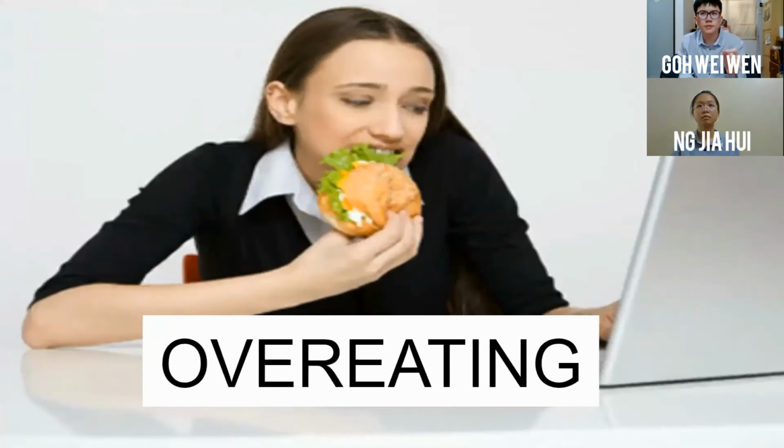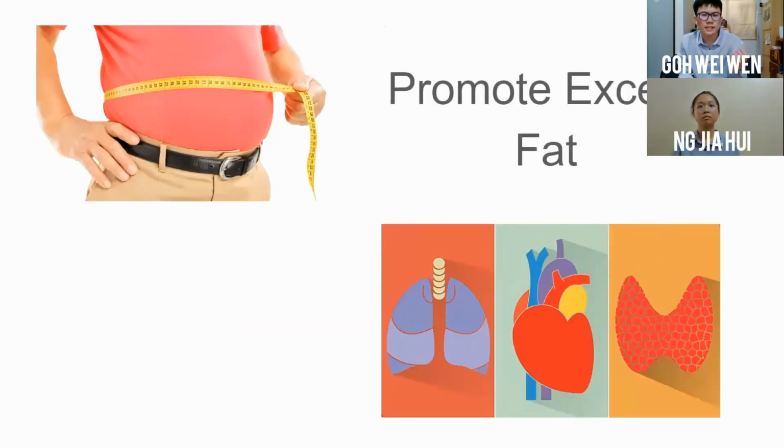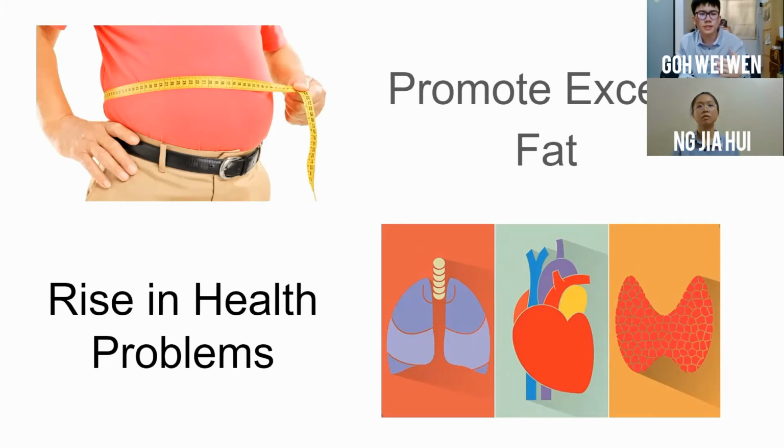Firstly, the effect of unhealthy eating behavior is overeating. Why will overeating happen? Because most people are unable to control their portion size when they are eating something or eating a meal. Overeating will promote excess fat in our body, especially when we eat too much of macronutrients such as protein, fats, and carbohydrates. When we are consuming the macronutrients, it may lead to accumulation of fat in our body. Hence, eventually, the person will become obese, and obesity will lead to a rise in health problems.